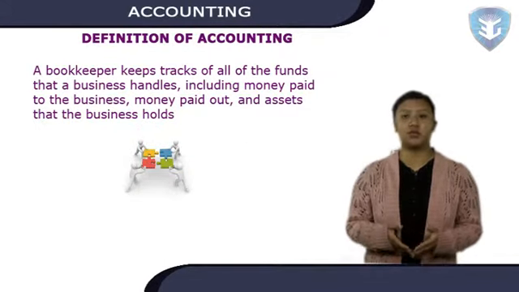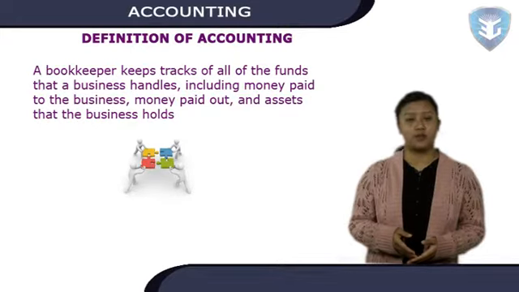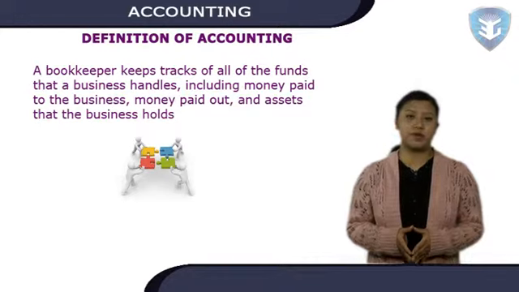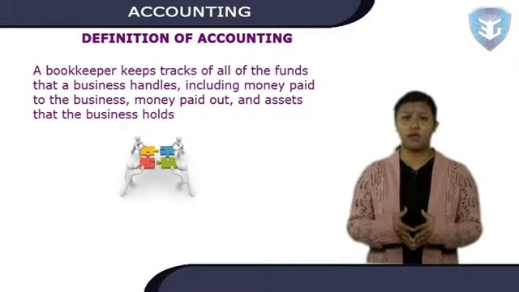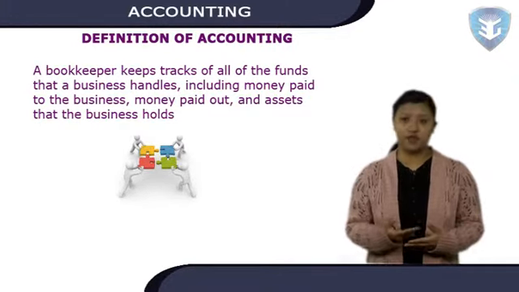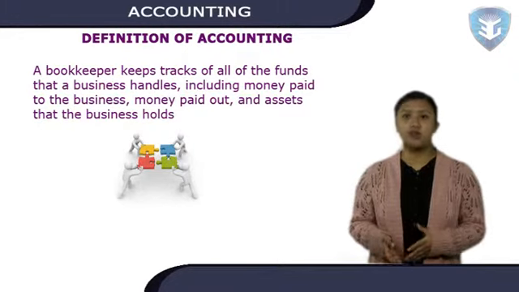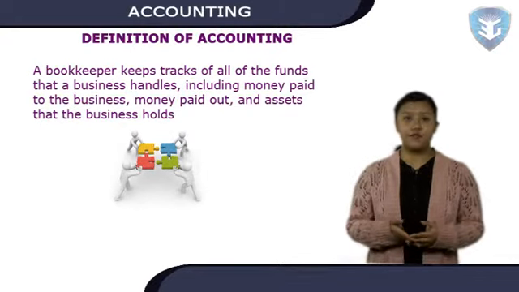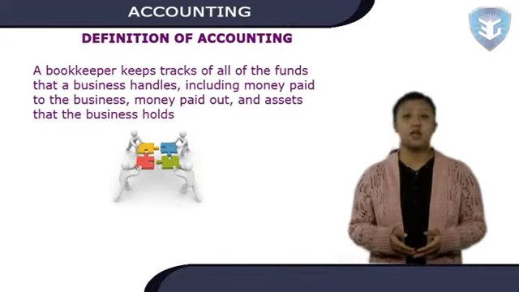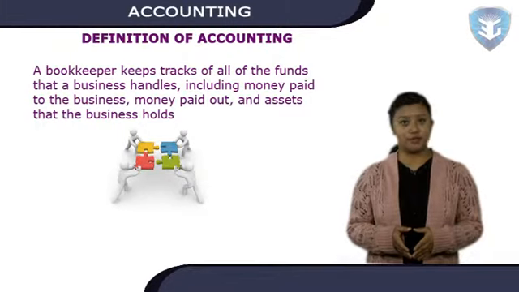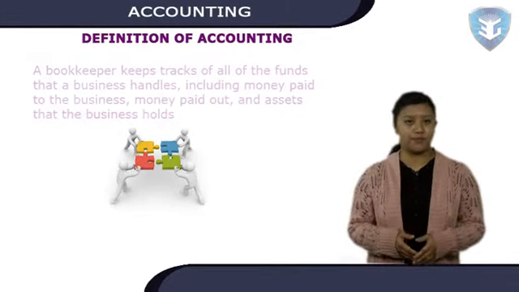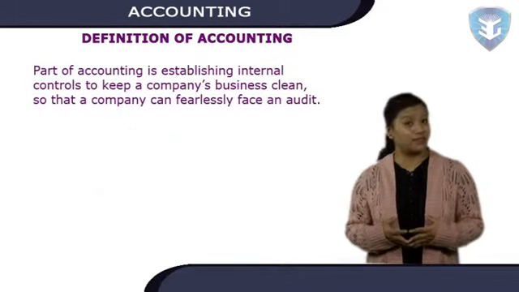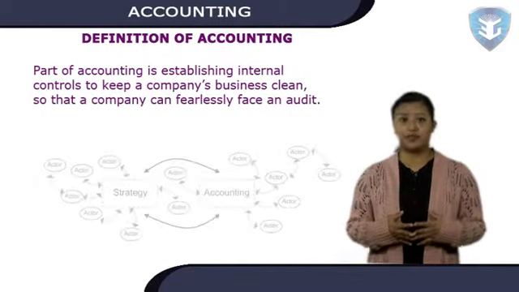Auditing is also included in accounting. Auditing protects employees, investors, and owners of a company from fraud, and it is usually performed by an outside agency. During an audit, an accountant will examine the ledgers of a company along with many other records to see if they provide an accurate picture of the financial doings of the business. If other financial records, such as bank statements, do not support the picture presented by the ledgers, the auditor must find out why. Part of accounting is establishing internal controls to keep a company's business clean, so that a company can fearlessly face an audit.